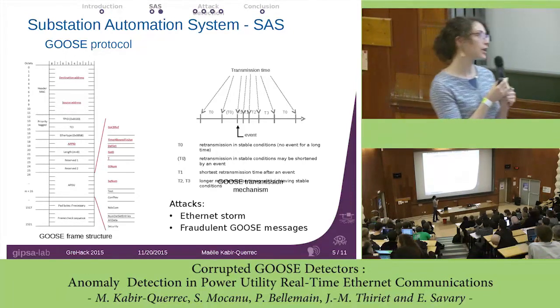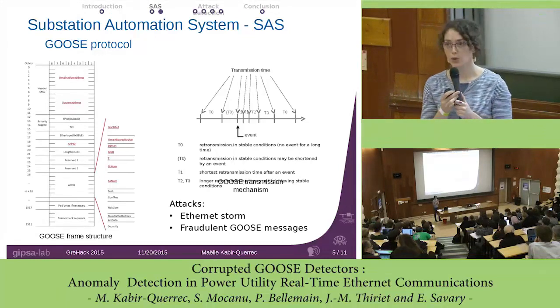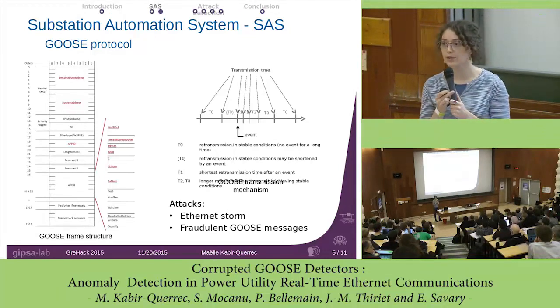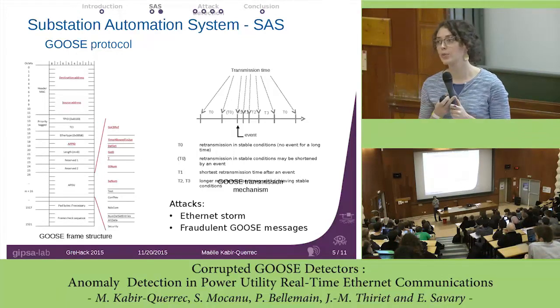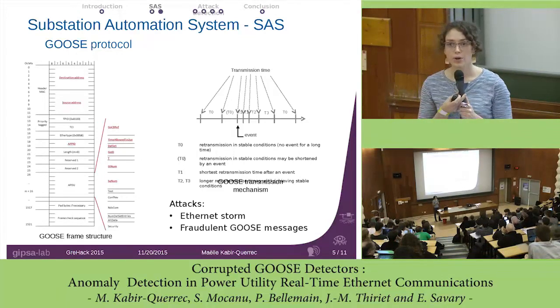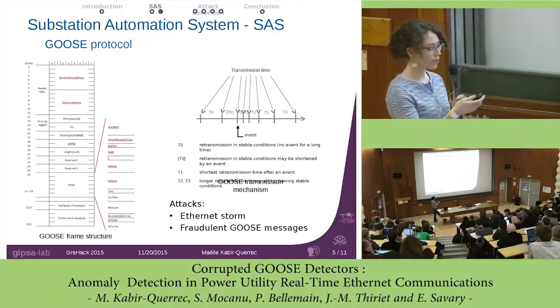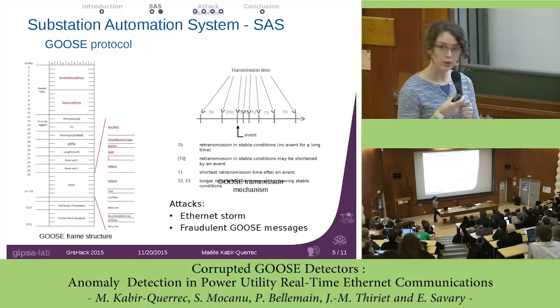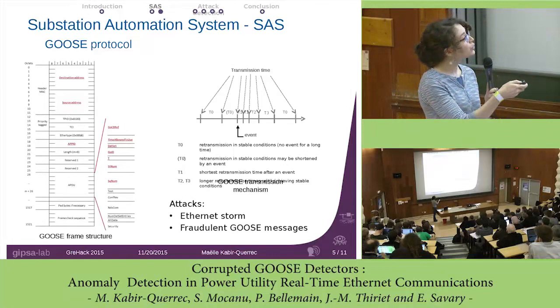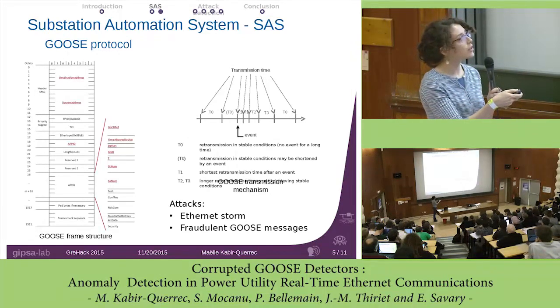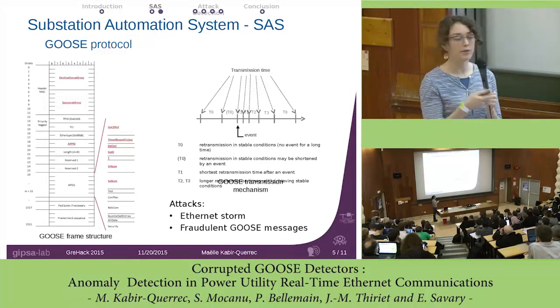So, as I mentioned, GOOSE is a multicast protocol. It means that there is no acknowledgement of reception. To make this protocol a bit more reliable, there is a specific transmission mechanism. So when you have a data value change, there will be a new GOOSE message sent here. So this is what I call event. Basically, it's the change of variable value.